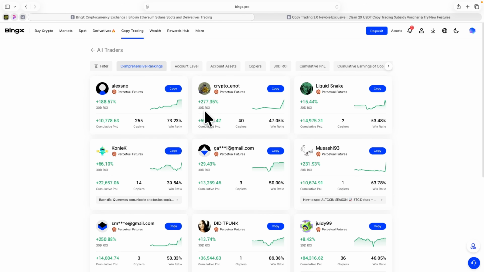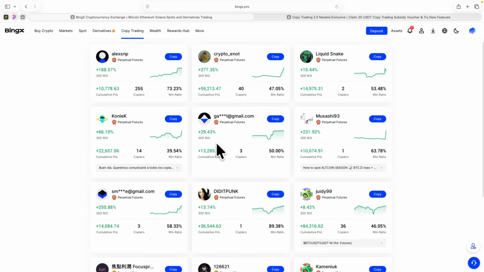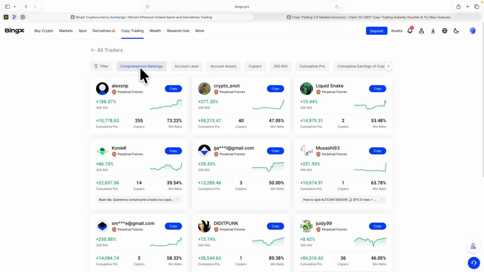And then you see the second person too. This person has had 277% profit in the last 30 days. This person has made over $59,000. The number of people copying this person is 40, and this person has won 47% of his or her trades. So you can see the other traders right here. Again, comprehensive rankings ranks these traders based on all of the factors: the ROI, the risk appetite, the assets under management, number of copiers, win rate, and so on. I hope you get it.